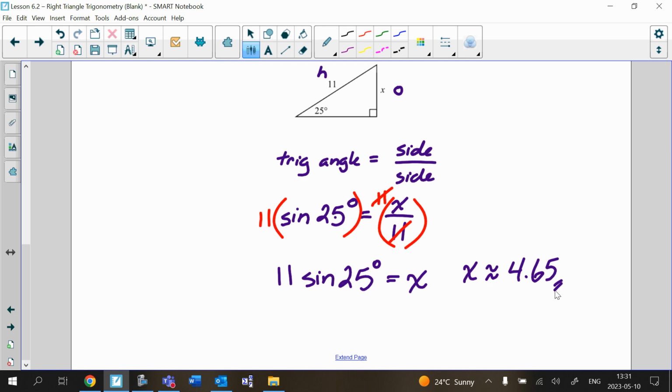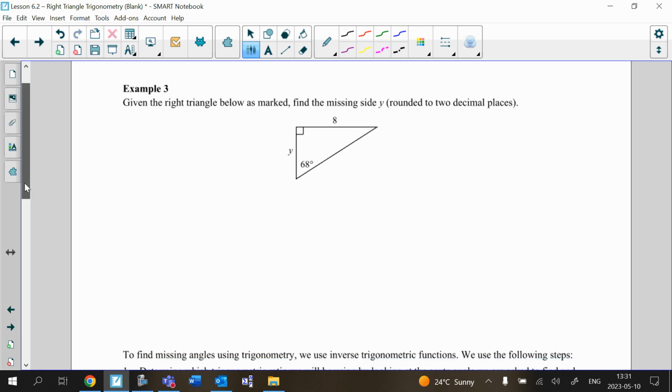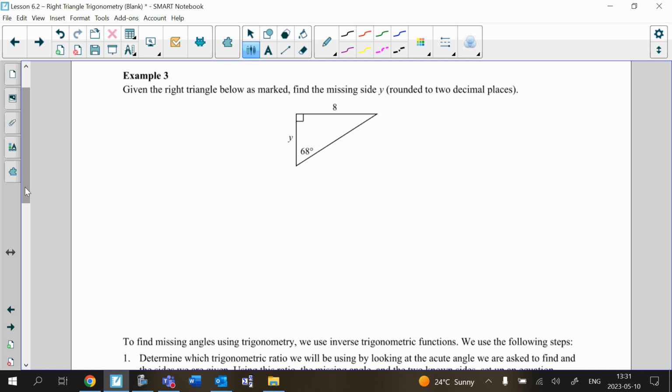So that's how we do it for all of these. Figure out what trig ratio, set up the equation, solve. So that's one example. That's one type where you're given an angle and a side and the missing side is on top of the fraction. Another example would be this. So I got to set up my equation.